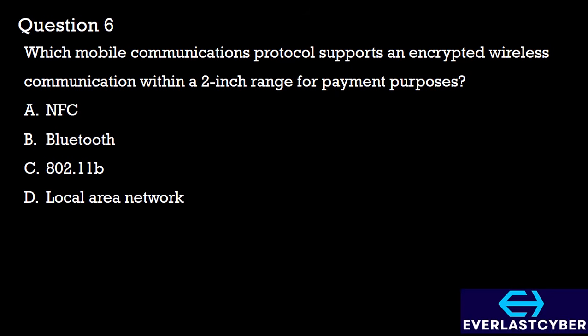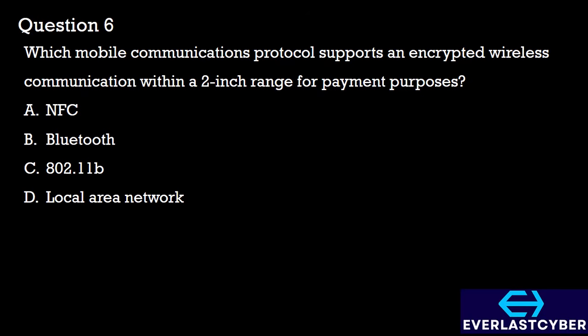Question 6. Which mobile communications protocol supports an encrypted wireless communication within a 2-inch range for payment purposes? A. NFC. B. Bluetooth. C. 802.11b. D. Local area network. The NFC supports encrypted wireless communication over short distances, typically within a 2-inch range.